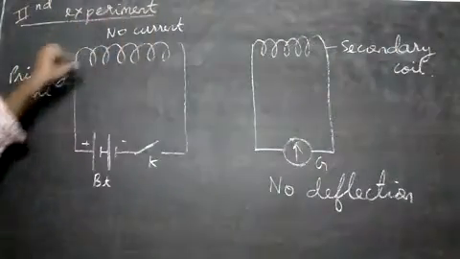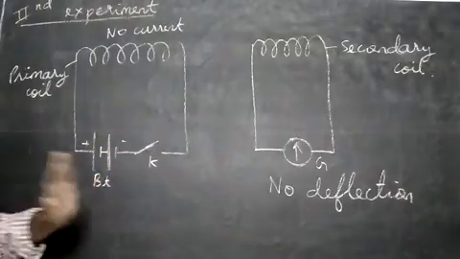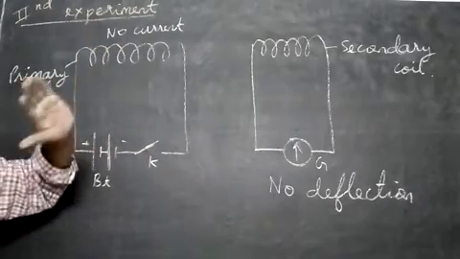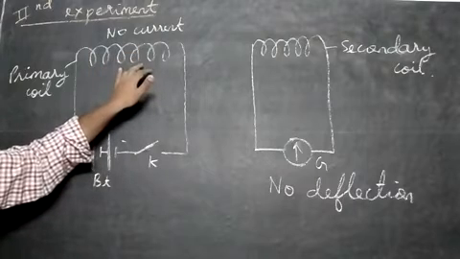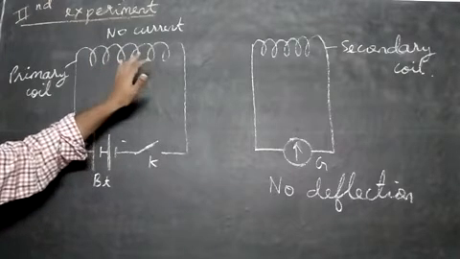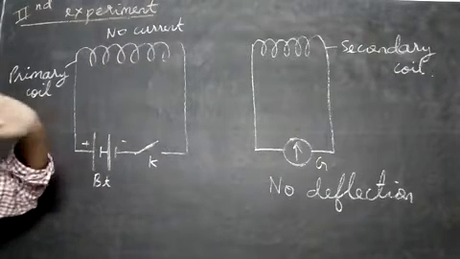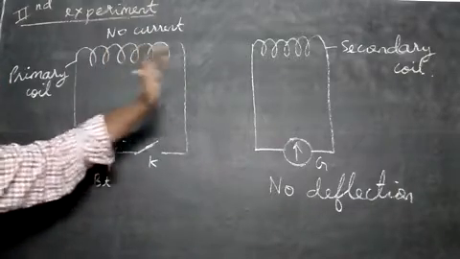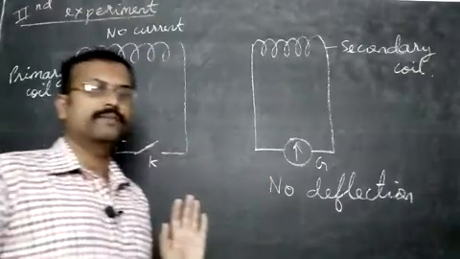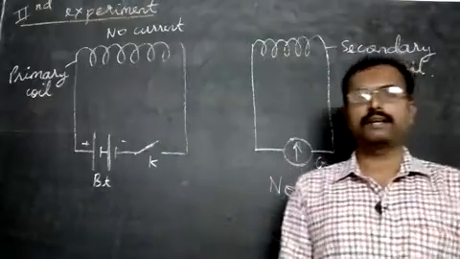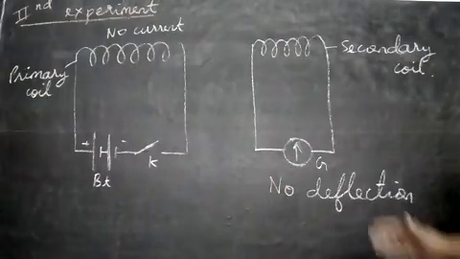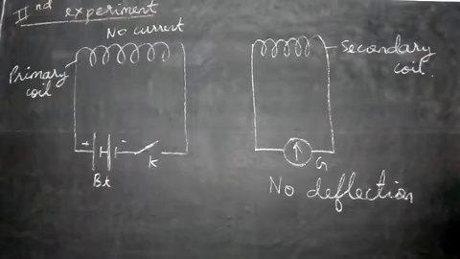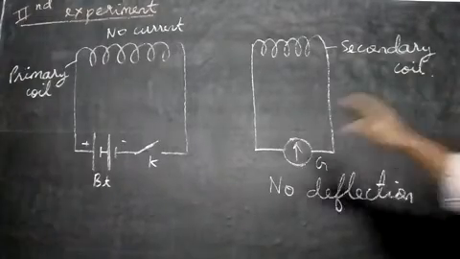So first the key is open. When the key is open, there is no current in the coil, and because there is no current, no magnetic field is produced. It's a solenoid, an electromagnet; when current passes through it, it becomes a magnet. So there is no deflection in the galvanometer, because there is no magnetic flux. Let's see what happens if we switch on the key.